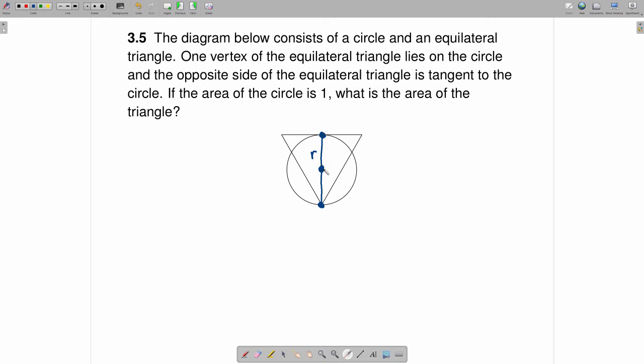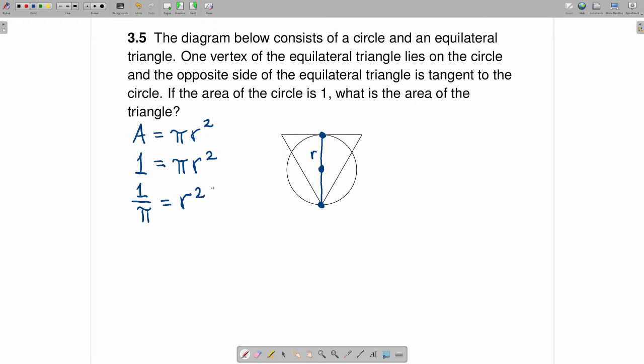One thing you know about the circle is that its area is equal to 1. So since the formula for area is pi r squared, and we know that the area of that circle is equal to 1, you have this formula. How do you solve that formula for the radius? Well, the first step is to divide both sides of that equation by pi. When you divide the left-hand side by pi, you get 1 over pi. When you divide the right-hand side by pi, you get r squared.